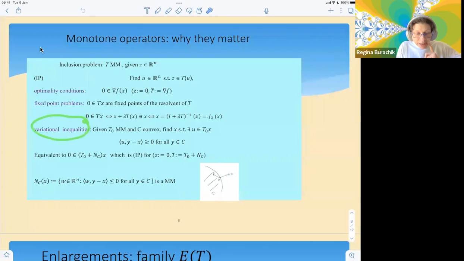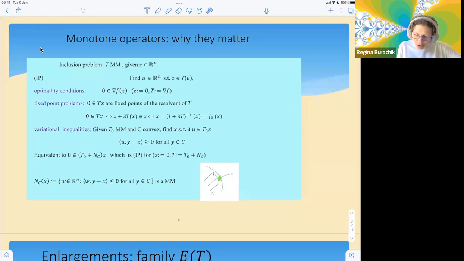And of course, variational inequalities, which were my first love in mathematics. A variational inequality involves a maximally monotone operator T0 and the normal cone to a set C. So suppose that you have a set C.